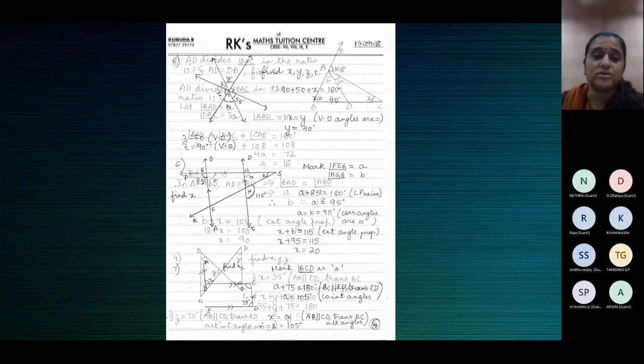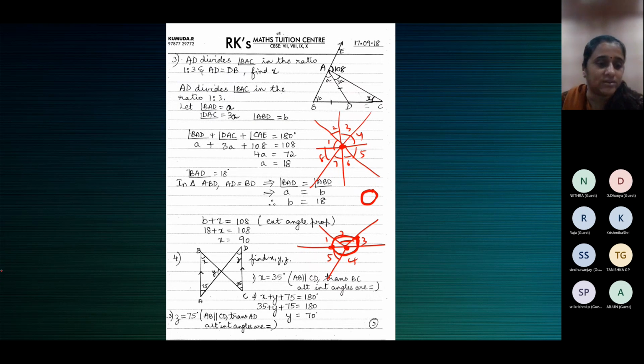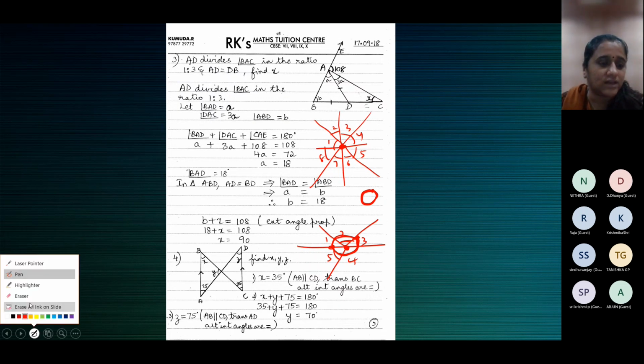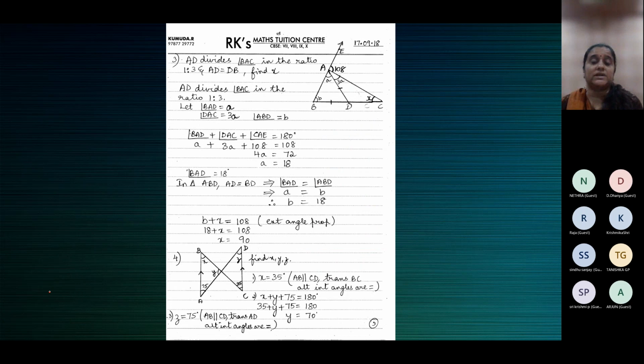Here you can find vertically opposite angles. Vertically opposite angles are equal. The sum of all the angles formed on a straight line is equal to 180 degrees. The sum of all the angles around a point is equal to 360 degrees. Vertically opposite angles are equal.